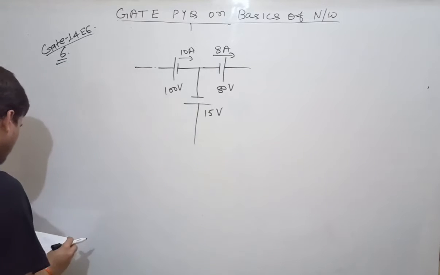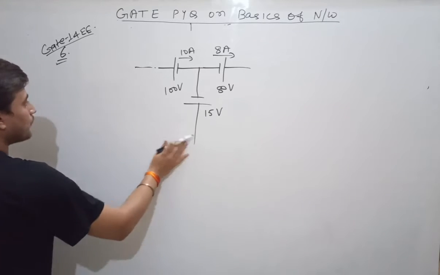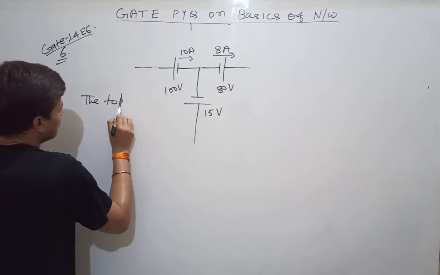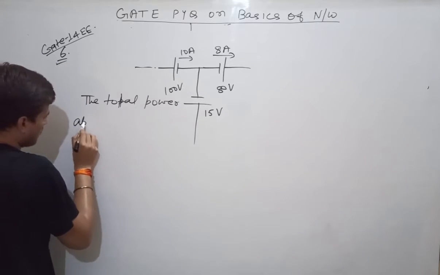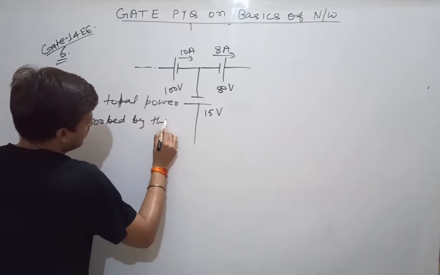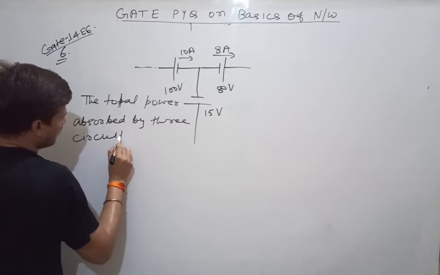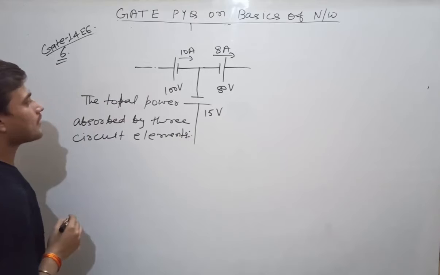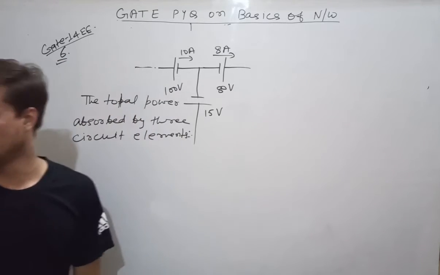They are asking you the total power absorbed by the 3 circuit elements. You have to find the total power absorbed by these circuit elements. Let us see how to solve.